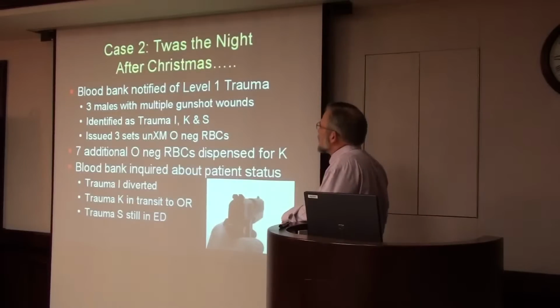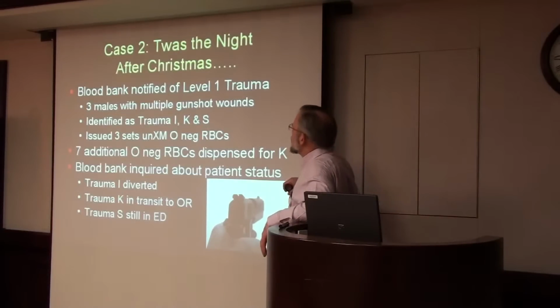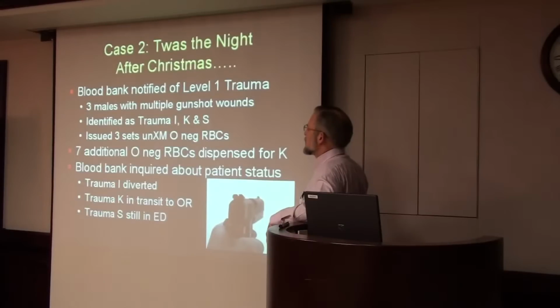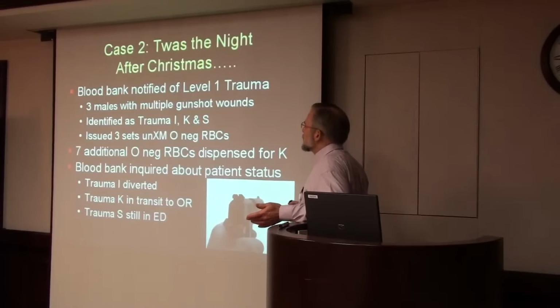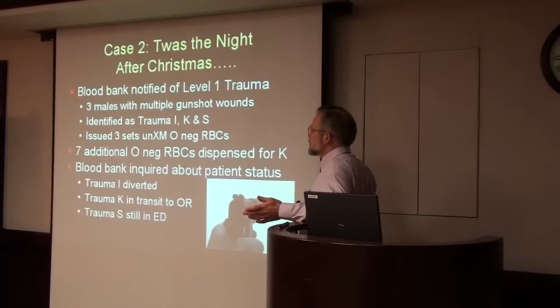So we did that. And then a little later, blood bank called ER to ask for a status about the patients, and they said, well, trauma I patient was actually diverted to another hospital because we didn't have enough operating rooms available. Trauma K was in transit to the OR because he was hemorrhaging so briskly, and trauma S was still in the emergency department.